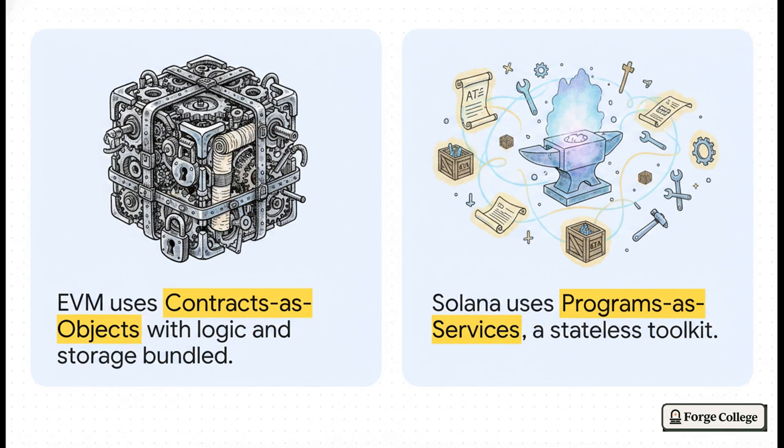Solana, on the other hand, uses programs as services. The program itself, like the SPL token program, is a completely stateless, shared toolkit. Your mints, your associated token accounts, and your metadata are separate state accounts that just interact with this shared service. So think of it as a microservices architecture compared to Ethereum's object-oriented one.